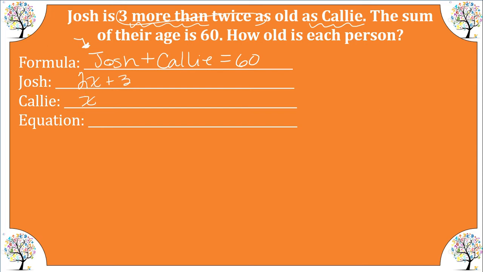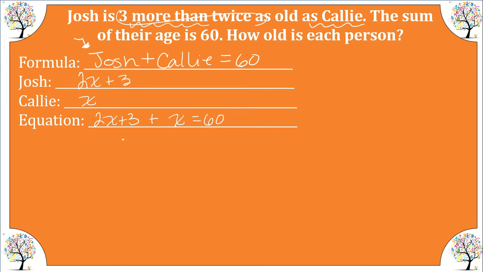Now we can plug those expressions into the formula to create the equation. For Josh, we have 2x plus 3. Then we have plus, and this is the key part for our formula, x, which is Callie. Many times people forget to put the additional plus x to represent that other person.